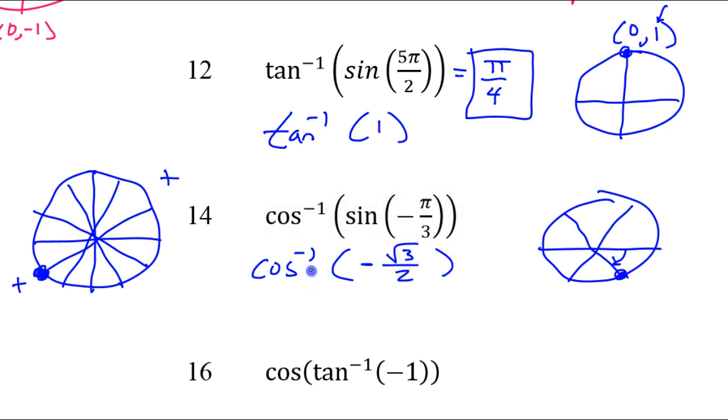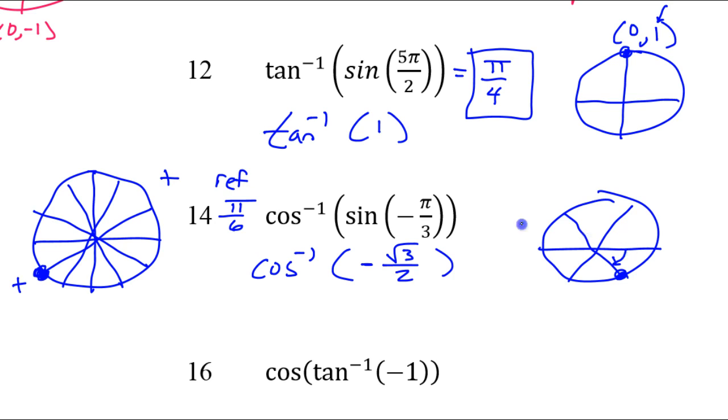Well, this is just an angle. It's the angle whose cosine is negative radical 3 over 2. Forget about the negative sign for a second. What angle has a cosine of radical 3 over 2? Well, that's pi over 6. All right, the cosine of pi over 6 is radical 3 over 2. So that tells me the reference angle that I'm looking at.